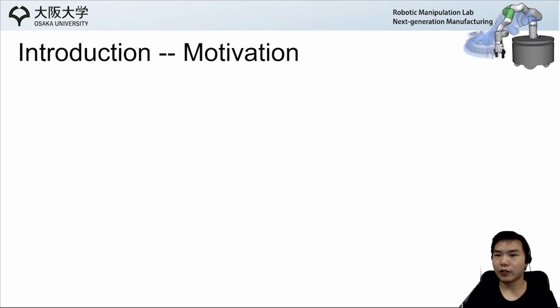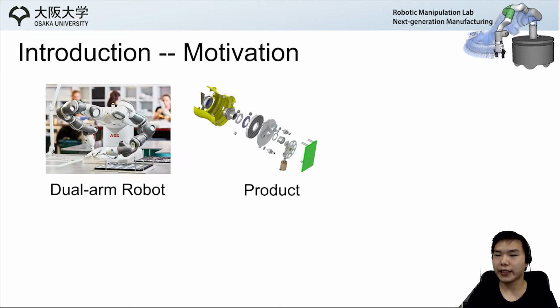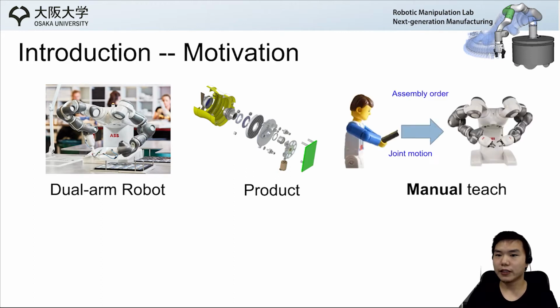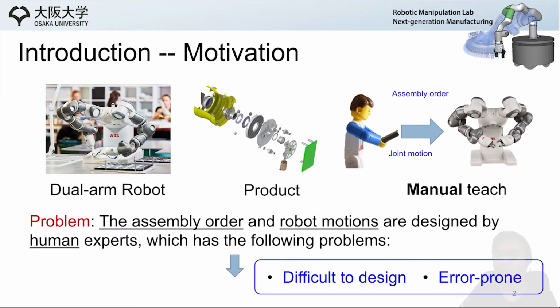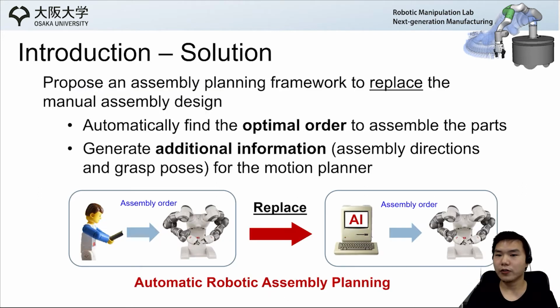Nowadays, products on the assembly line are very complicated. They have many parts and are difficult to assemble. To assemble these products, dual-arm robots are widely used because of their flexibility and dexterity. But traditionally, assembly order and robot motions are decided by human experts. These are very difficult to design and error-prone. So, in this research, we focus on designing an assembly planning framework to replace manual assembly planning.